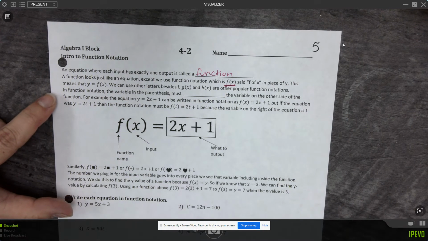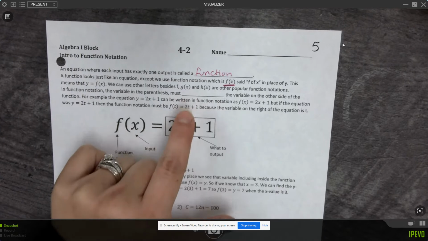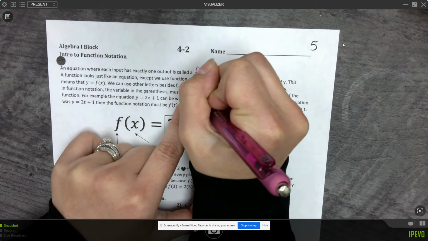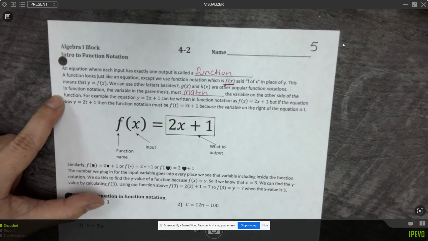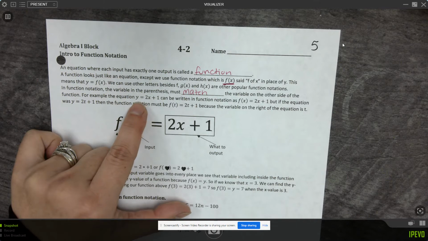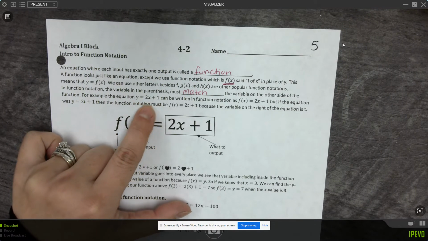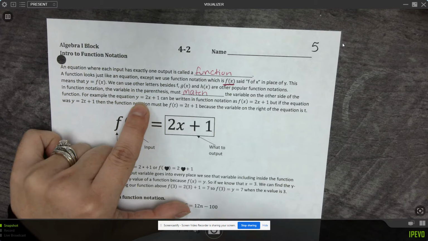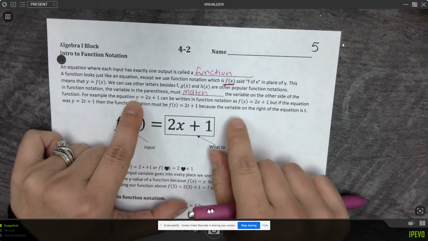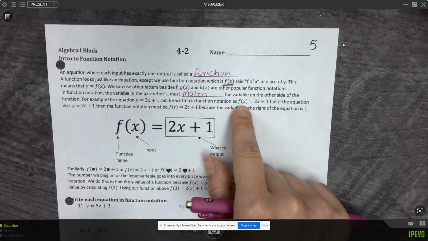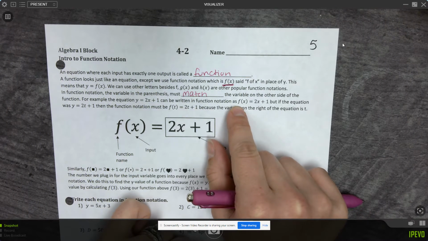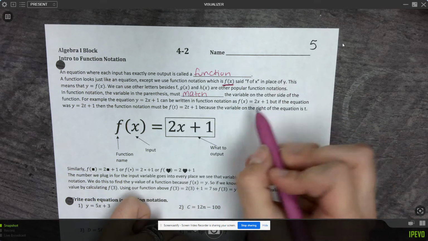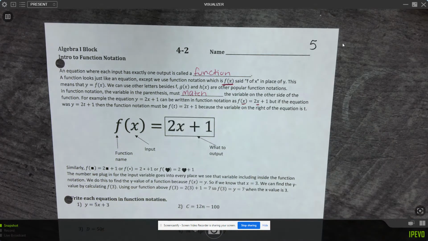In function notation, the variable in parentheses, so your x that is currently here, must match the variable on the other side of your function. So for example, here is an equation, y equals 2x plus 1. All right, have an equal sign. To write it in function notation, I replace the y with function notation. And I can use any letter I want to in front, but I have to use an x because there's an x on the other side.